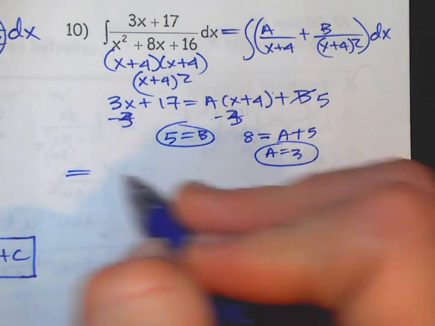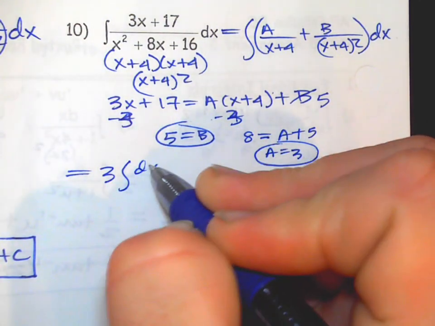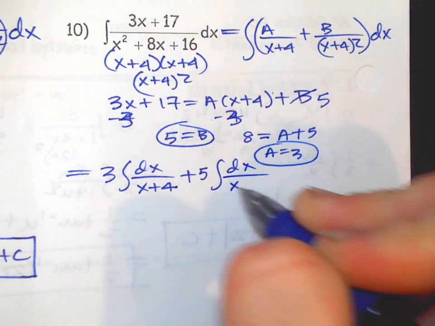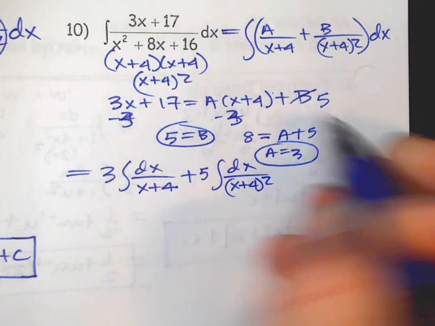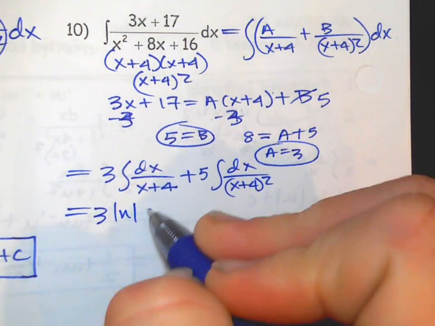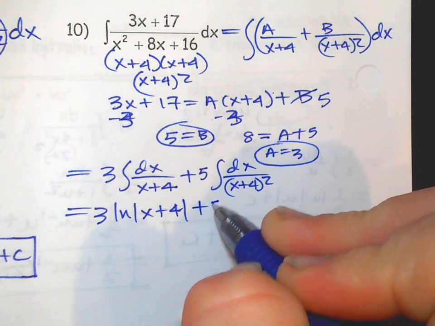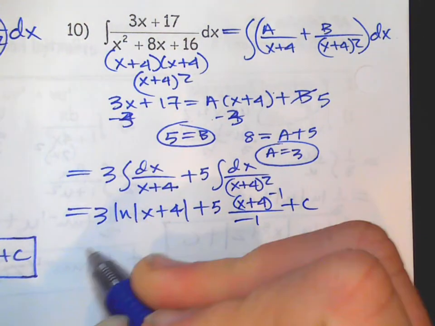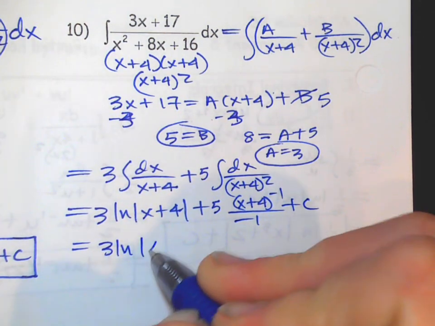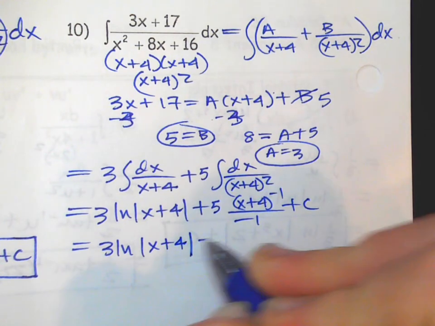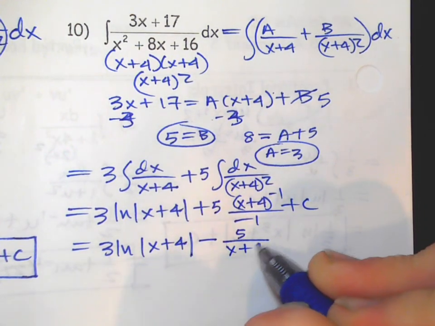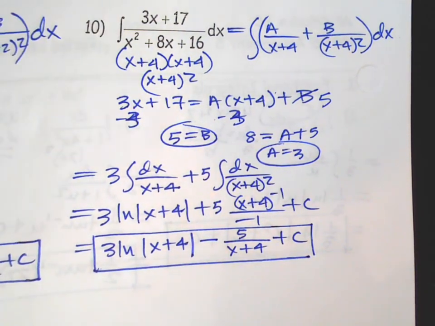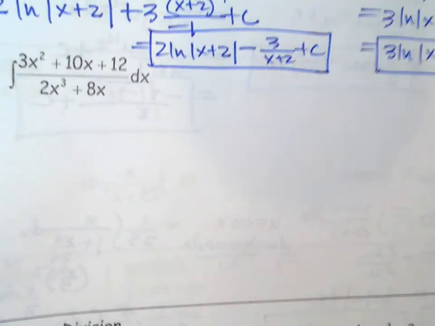So I'm going to rewrite it: 3 dx over x plus 4 plus 5 dx over x plus 4 squared. It's going to be a power rule. So we get 3 natural log the absolute value of x plus 4 plus 5 times x plus 4 to the negative 1 divided by the new exponent, plus c. So 3 natural log the absolute value of x plus 4 minus 5 over x plus 4 plus c. There you go.